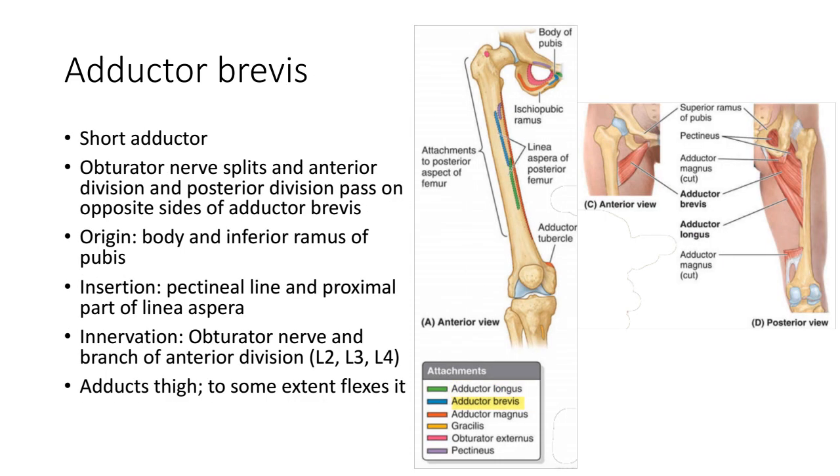The adductor brevis is a short adductor. The obturator nerve splits into an anterior and a posterior division, and they pass on the opposite sides of the adductor brevis. The origin of the adductor brevis is the body and inferior ramus of the pubis, and it inserts on the pectineal line and the proximal part of the linea aspera. It's innervated by the obturator nerve as well as the anterior division of L2, 3, and 4. The adductor brevis will adduct the thigh and to some extent will flex it.